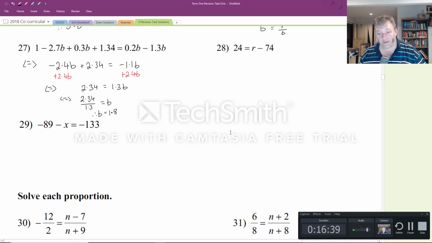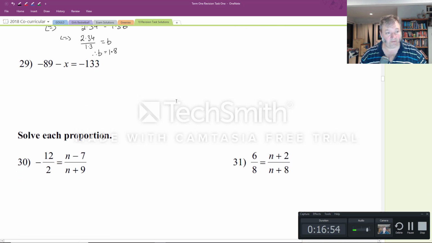We're 15, 16 minutes in now. It's probably long enough. This next one's pretty fast though, isn't it? I'm going to add 74 to each side. I don't even need to show it here to get r on its own. 74 and 24 is 98. There you go. That one saved you a bit of time.